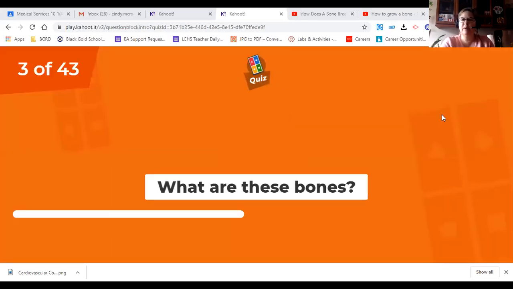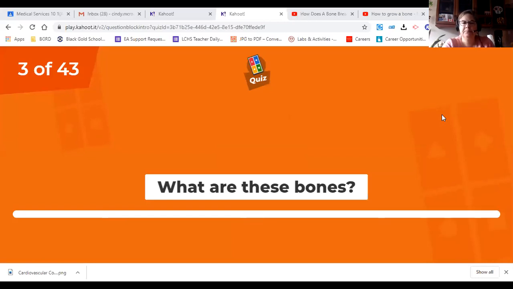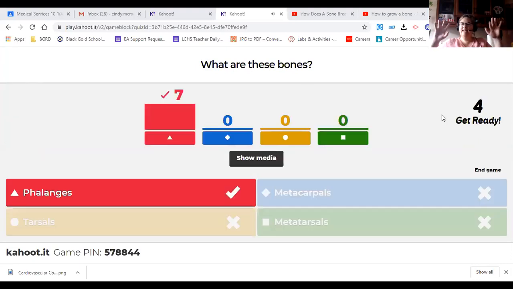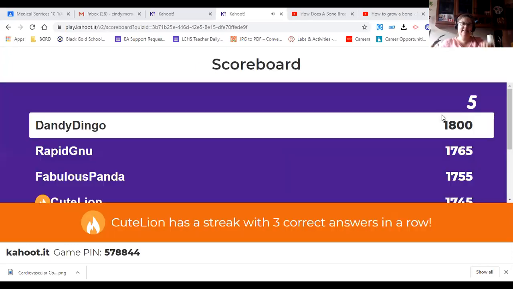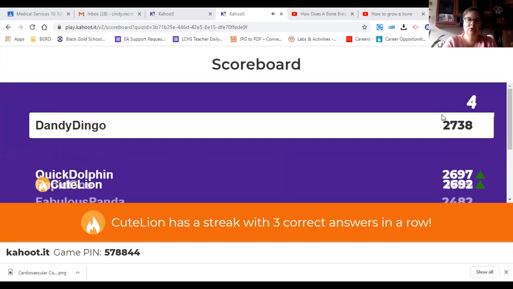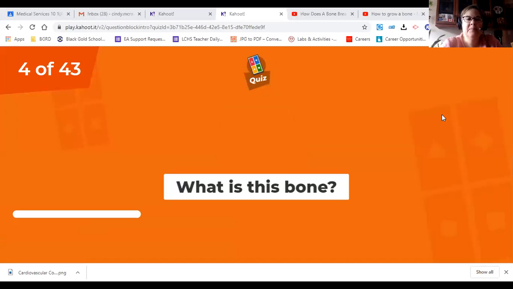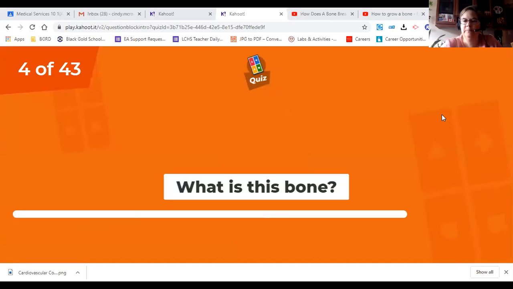Okay, name these bones. And the phalanges, our fingers and toes are both called phalanges. Ooh, Quick Dolphin is now in second place. Cute Lion, a streak of 3. Okay, identify this bone.